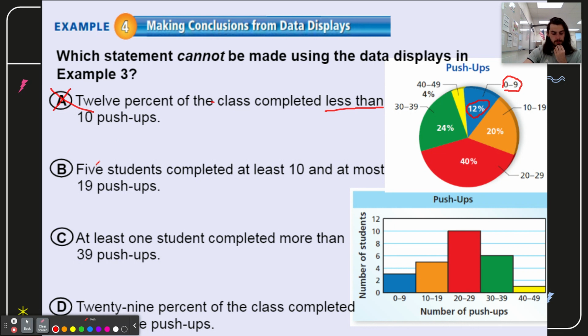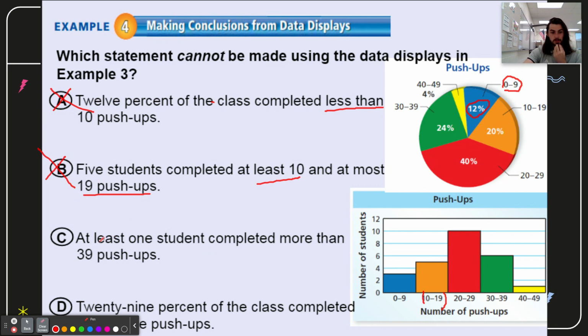Let's look at B. So B says 5 students completed at least 10 push-ups and at most 19 push-ups. So I'm going to look at my histogram down here and look at 10 to 19. Oh, look, that's an interval already. Is it higher than 5? Nope. So it's exactly 5, which means that's true.